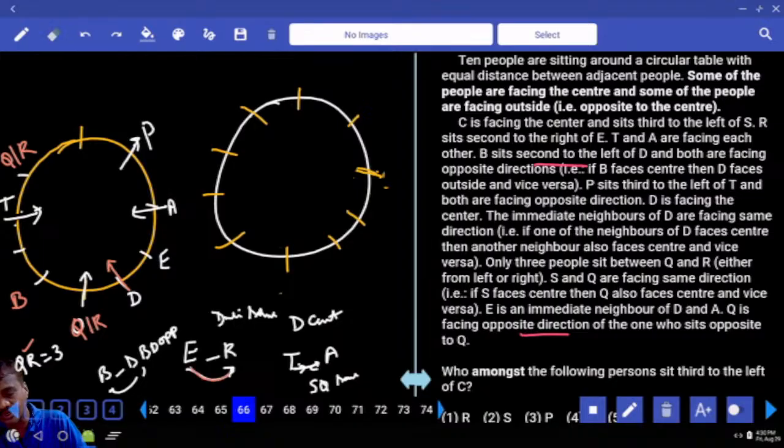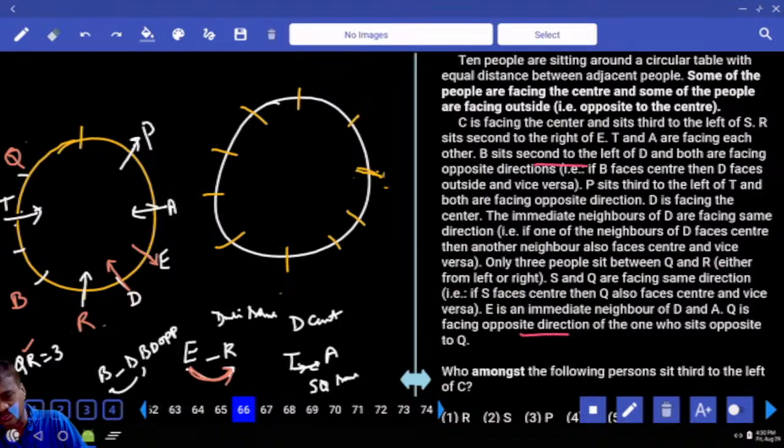Then, E and R. R is seated second to the right of E, and E must be away from the center. R will be here. Are you getting this one or not? If R is here, then Q must be here. And Q is at this place. Now, if Q is here, then there are two more persons, T and S.